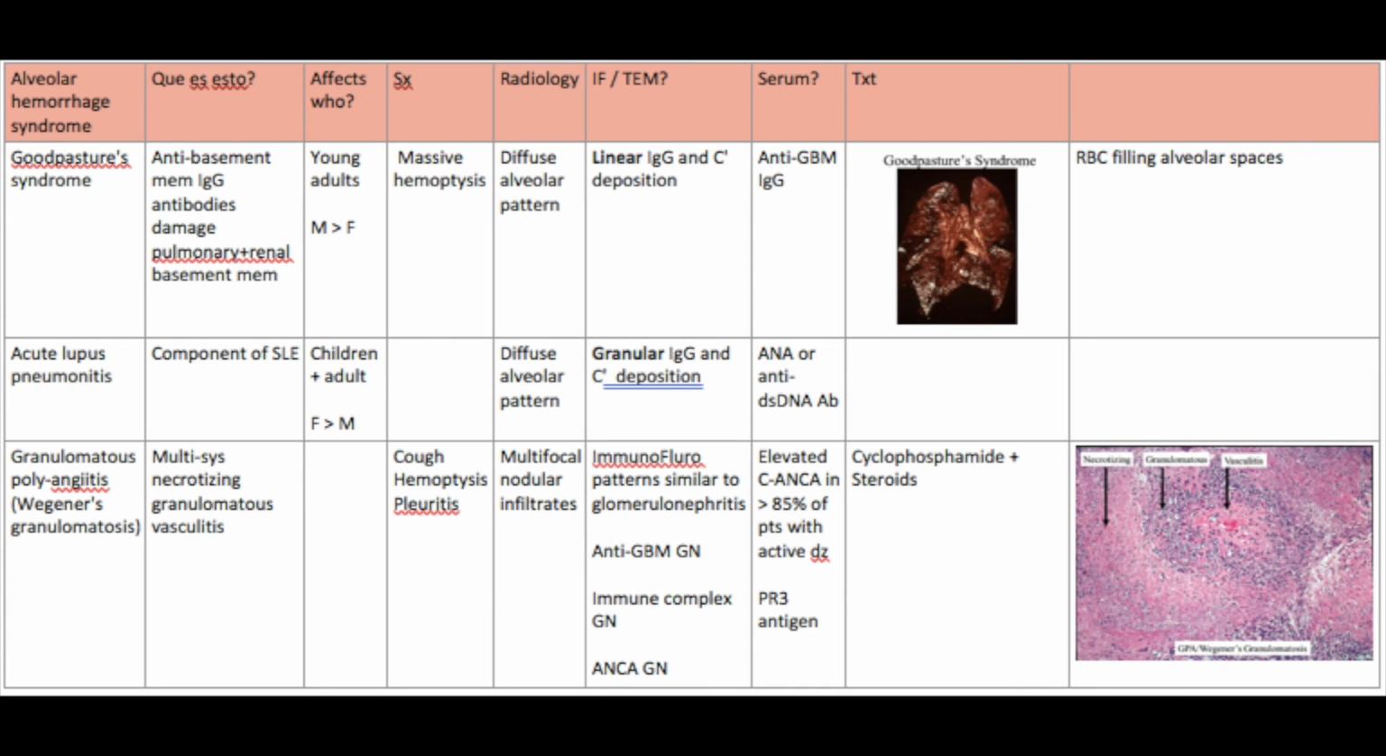So the immunofluorescence pattern for Goodpasture syndrome and granulomatous polyangiitis is going to be similar in the sense that we're going to see anti-GBM IgG in both of these autoimmune diseases. And particularly in granulomatous polyangiitis, we're also going to see anti-neutrophilic cytoplasmic antibody. We're going to see an elevated cytoplasmic anti-neutrophilic cytoplasmic antibody in 85% of these patients, and PR3 antigens in 85% of these patients as well. And the treatment for both Goodpasture syndrome and granulomatous polyangiitis is going to be cyclophosphamide and steroids, just trying to suppress the immune system.